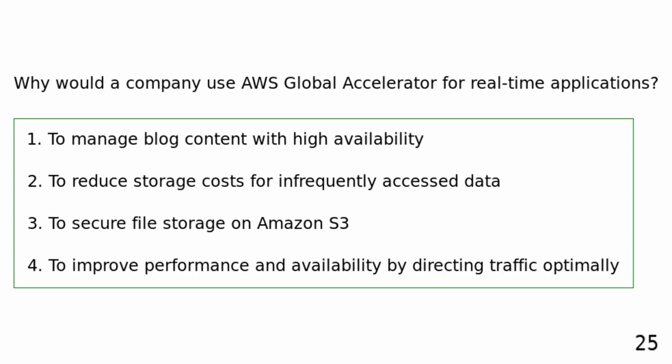Why would a company use AWS Global Accelerator for real-time applications? To manage blog content with high availability. To reduce storage costs for infrequently accessed data. To secure file storage on Amazon S3. To improve performance and availability by directing traffic optimally.